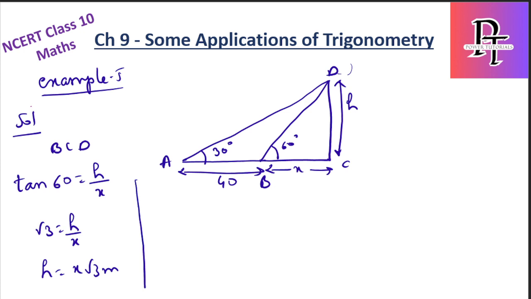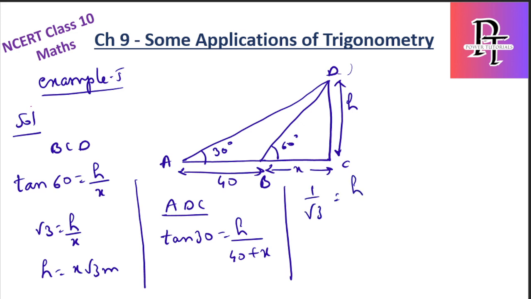Okay. Now consider the big triangle, which is triangle ADC. Then tan 30 here is equal to h by 40 plus x. Tan 30 value is 1 by root 3. So 1 by root 3 is equal to h by 40 plus x. If we do cross multiplication, this becomes 40 plus x is equal to h root 3. The h value is x root 3. Okay. So 40 plus x is equal to h, which is x root 3.